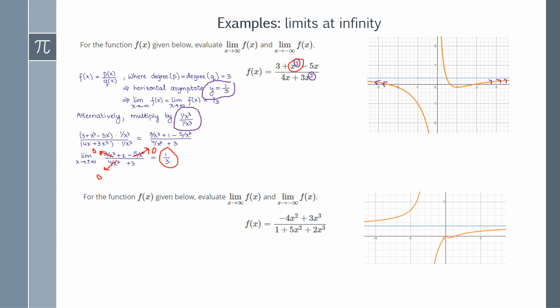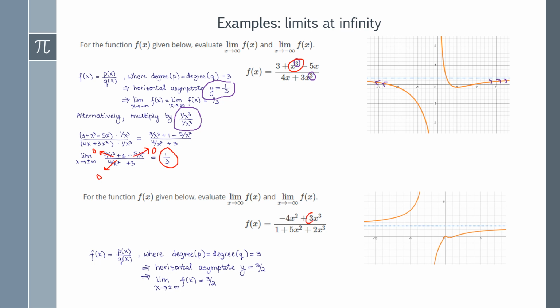Let's take a look at the next one. Here we have another type of function. Okay, we have negative 4x squared plus 3x cubed on top, 1 plus 5x squared plus 2x cubed on the bottom. And here is my solution. So I'm just going to stick with the quick version of it. The 2 degrees are the same. Okay, so I have a horizontal asymptote, y equals 3 over 2.